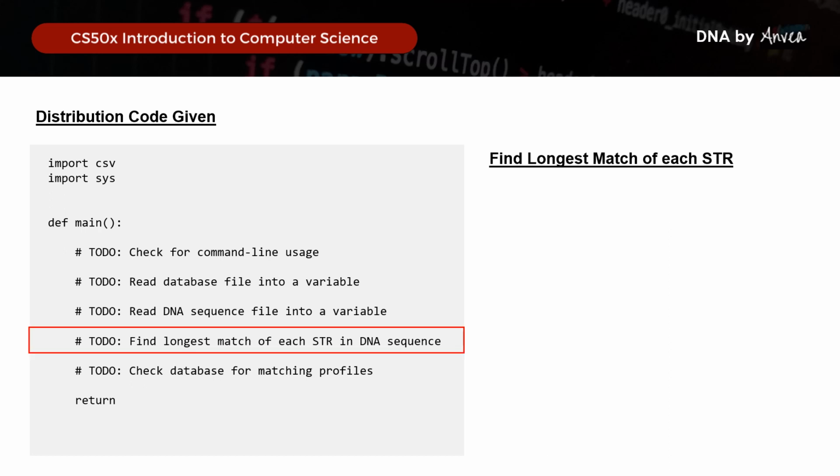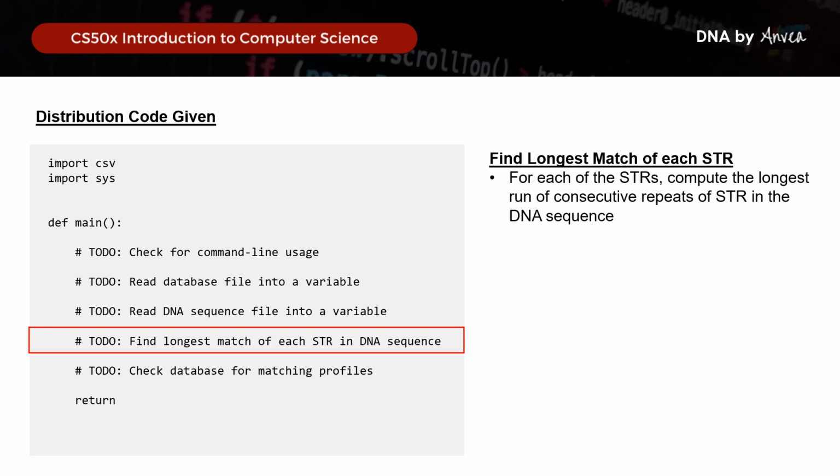Next, we need to find out what is the longest consecutive sequence of each STR in the DNA sequence. So for every STR, we actually need to find out the longest run of consecutive repeats in the DNA sequence. Thankfully, we have a helper function called longest match that is provided for us, and we'll go through this function later to see how to apply the helper function into the program.